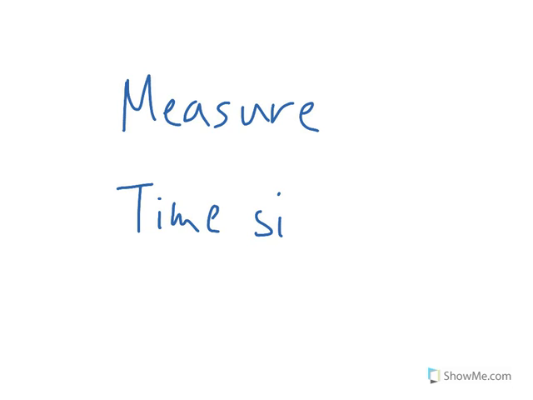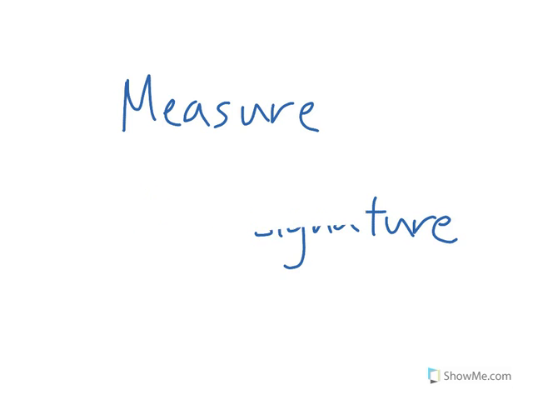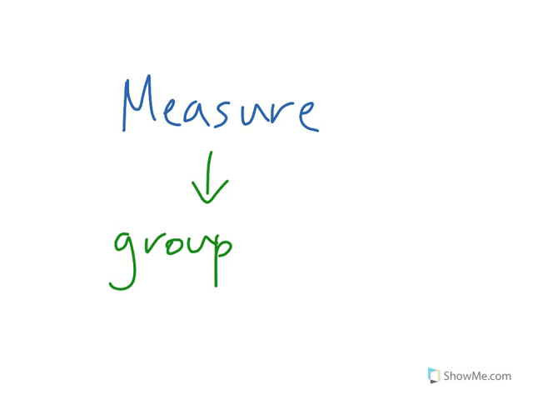Now we're going to talk about measures and time signatures, which are very similar concepts that deal with rhythm and beats. Now, a measure is described as a group of beats. Okay, so group of beats.